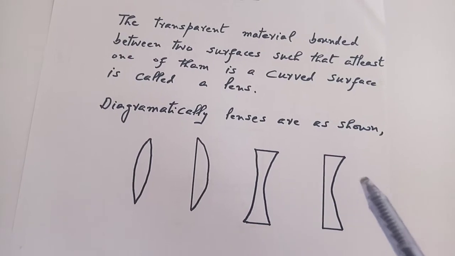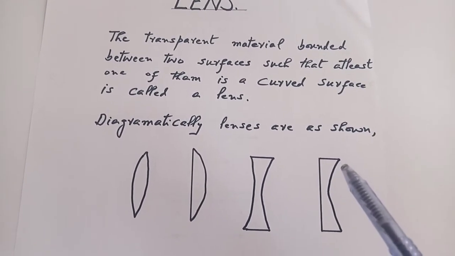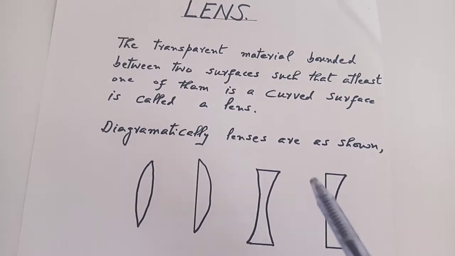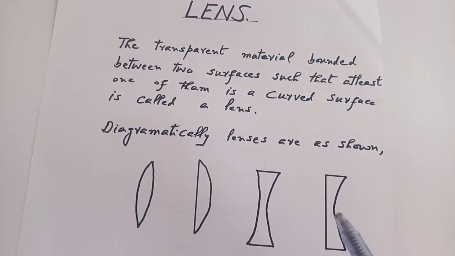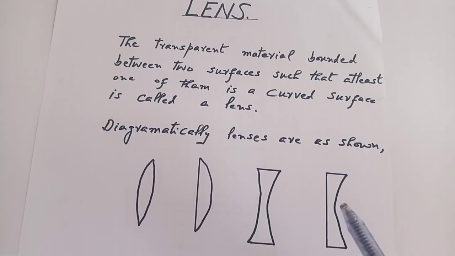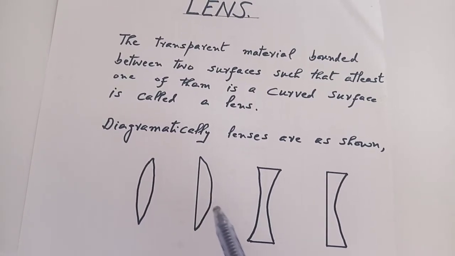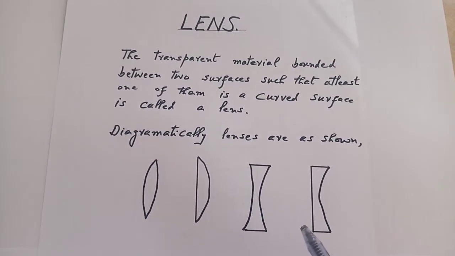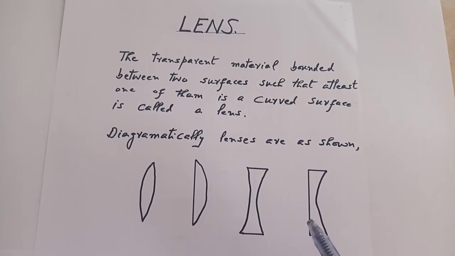So for the lens, it is a condition that at least one surface must be a curved surface. If one is plane, the other surface must be curved. So here this is curved, and here this is a curved surface. So all these are lenses. For the lens, at least one surface must be a curved surface.